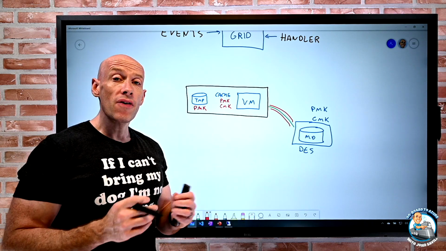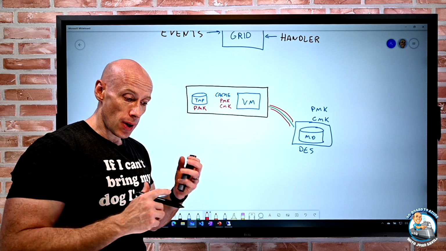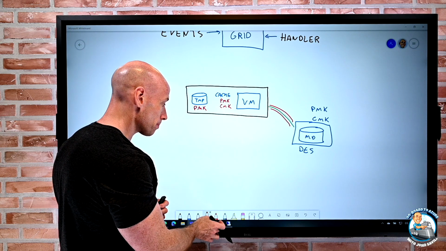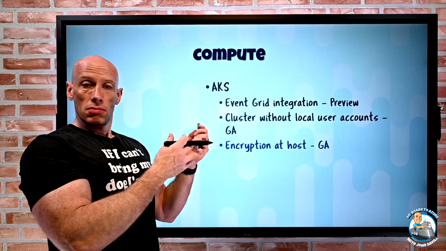It's been available for VMs for a while. Now I can use it for my AKS as well. And there's no additional cost to actually use that. So that's now GA.